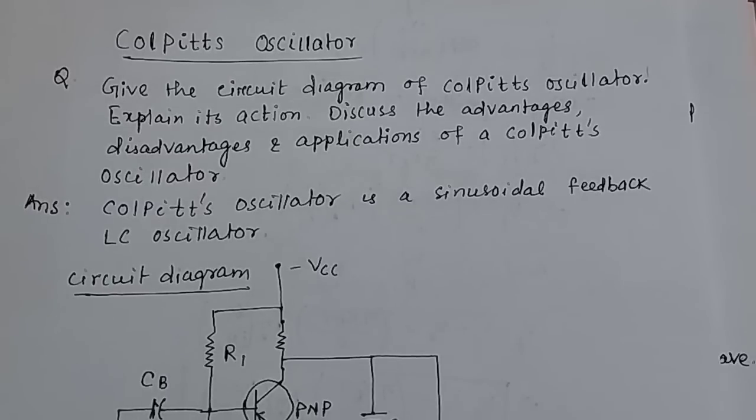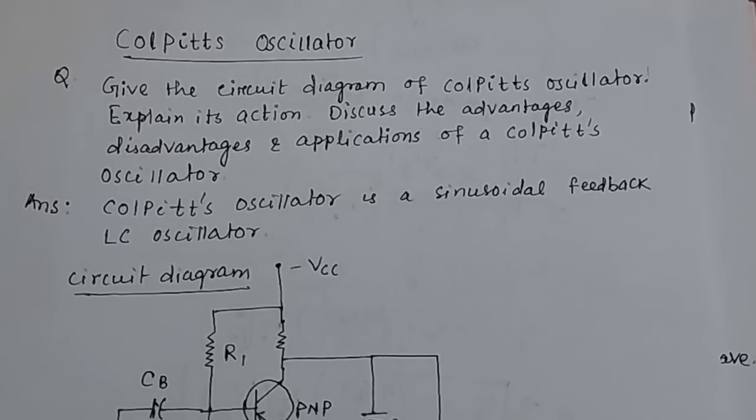Colpitts oscillator. In the previous video we discussed the Hartley oscillator, and how the feedback in a Hartley oscillator is inductive. In this video we will discuss the Colpitts oscillator, and how the feedback in a Colpitts oscillator is capacitive. A long question will come like this: give the circuit diagram of a Colpitts oscillator, explain its action, and discuss the advantages, disadvantages, and applications of a Colpitts oscillator.